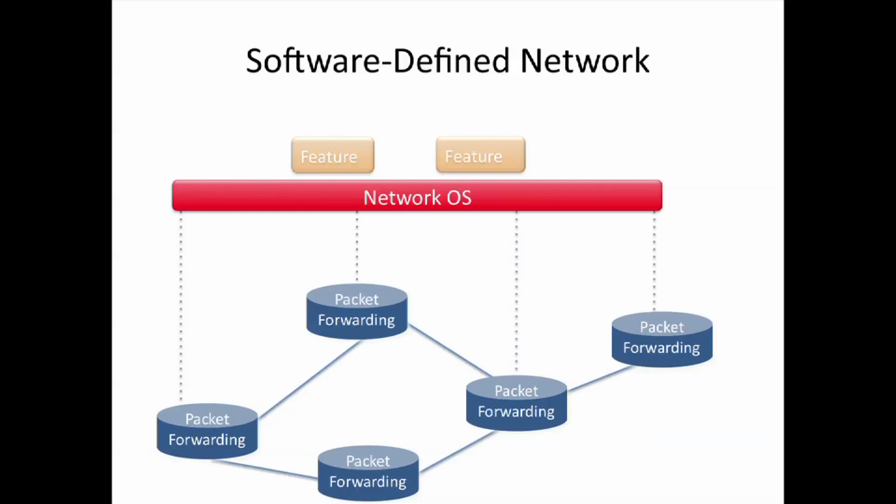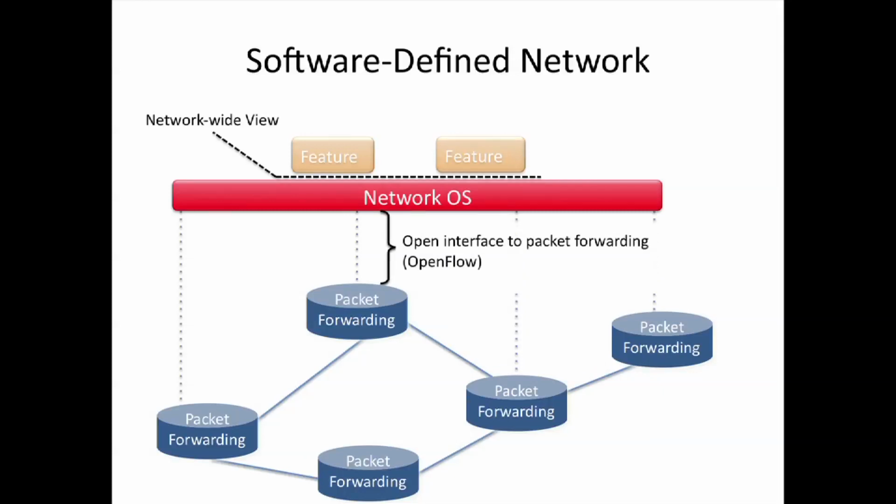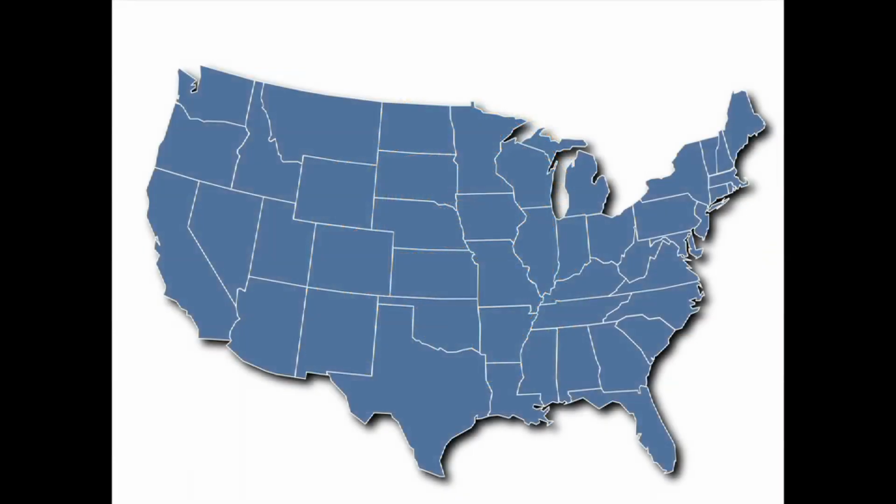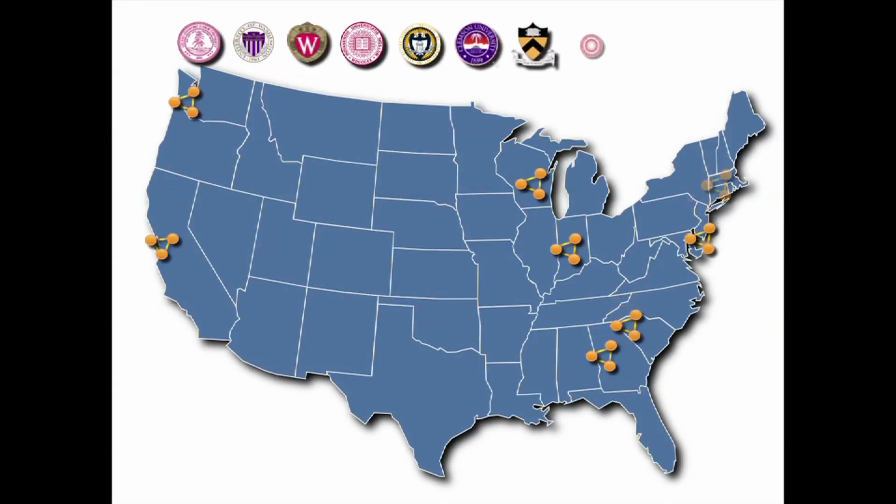OpenFlow is part of a bigger trend towards software-defined networks, in which the behavior of the network is defined in software outside the forwarding path. This approach was pioneered by Martin Casado in his PhD thesis, in collaboration with our colleagues at Berkeley. OpenFlow has now been deployed in over 250 different locations around the world, including many college campuses.